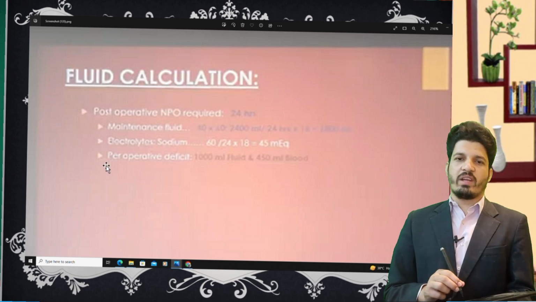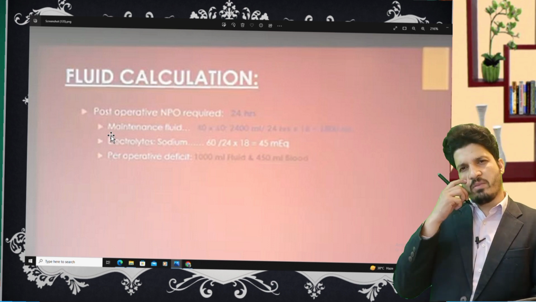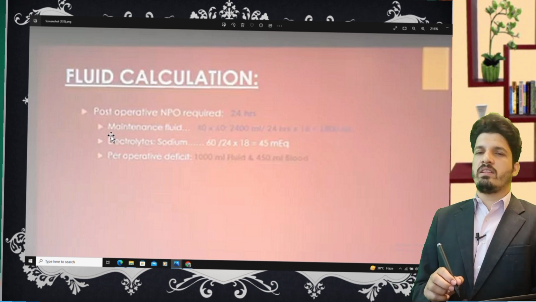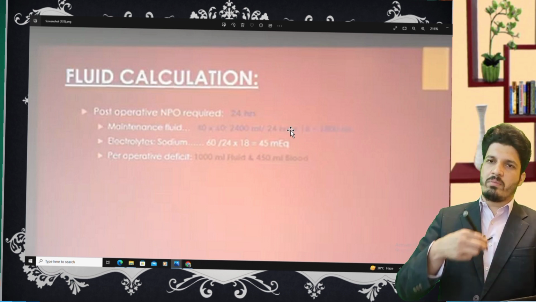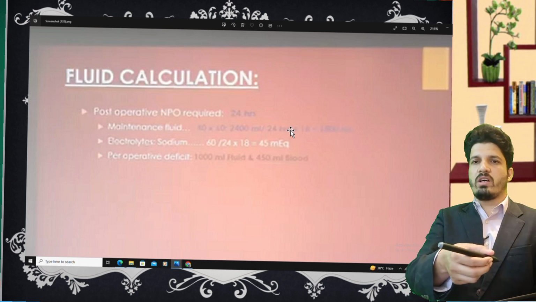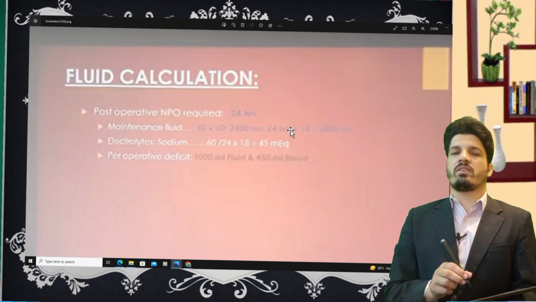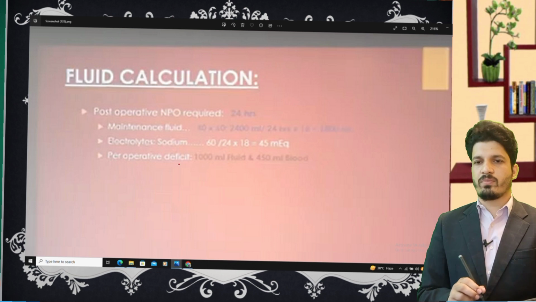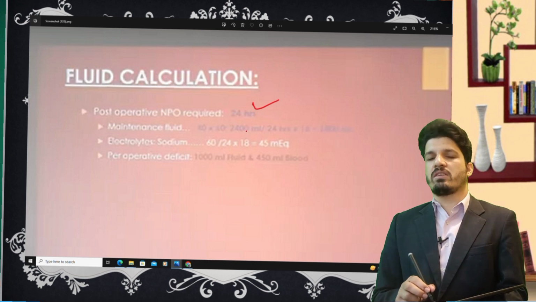So now we have to calculate the post-operative fluid, and we will keep this patient NPO for 4 to 5 days, but 6 hours they spent in the operative period. Now we will calculate the fluid for 18 hours, and after that from the next day we will calculate from 8 to 8, 24 hours. But now 6 hours have passed, and we will calculate the fluid from 2 to 8 for 18 hours. So the post-operative NPO requirement is 24 hours.